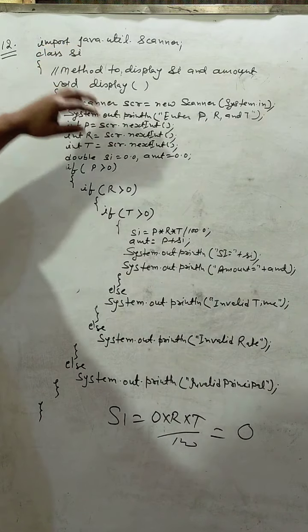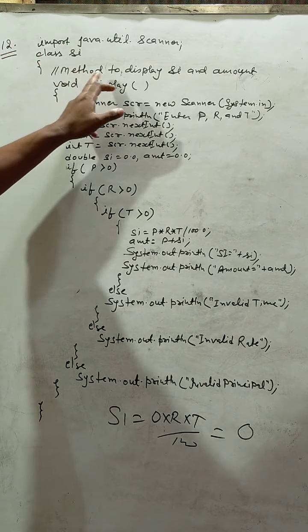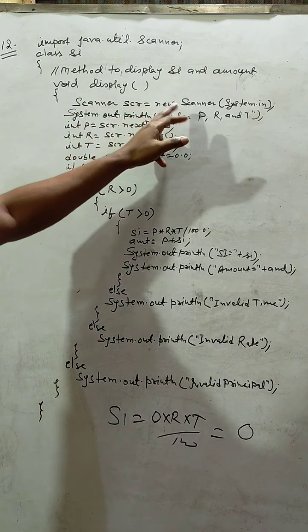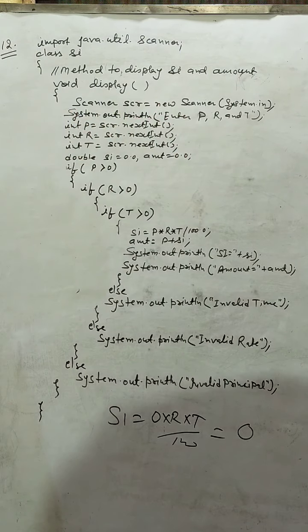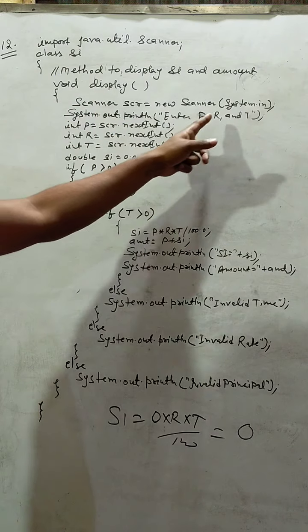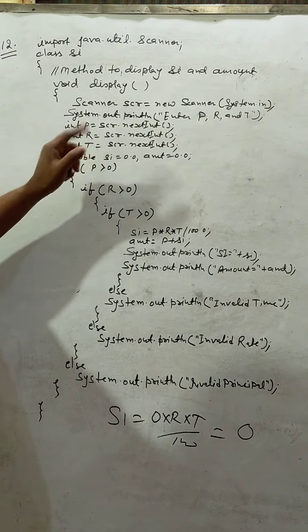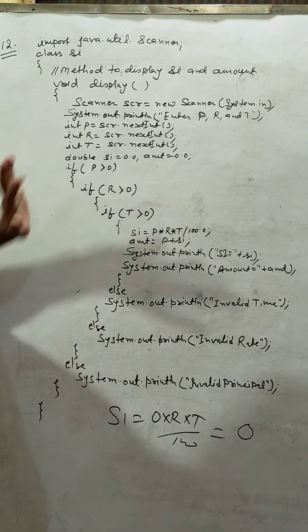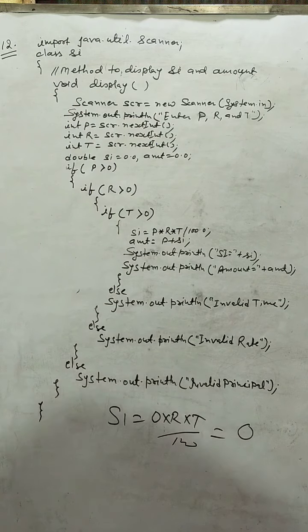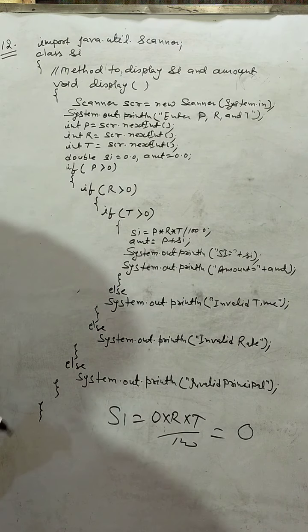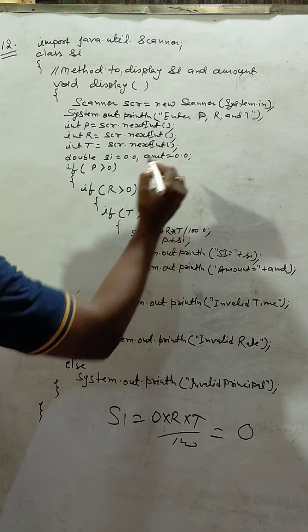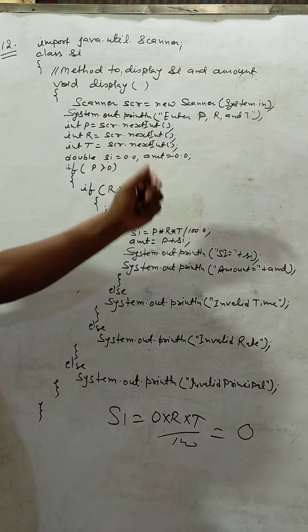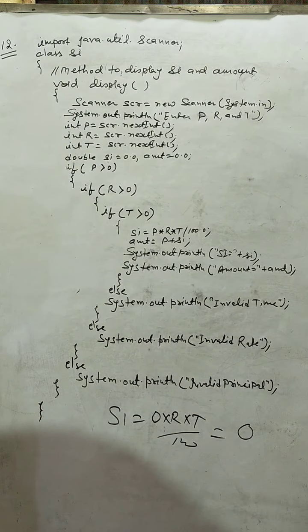First of all, import statement, class SI, method to display SI and amount, void display. We will create the scanner object like the earlier program. Enter P, R, T. We will input principal in P, rate in R, time in T. All the three are integer type. We take two variables, one is SI and one is AMT. SI is to calculate and store simple interest, and AMT is to calculate and store amount.